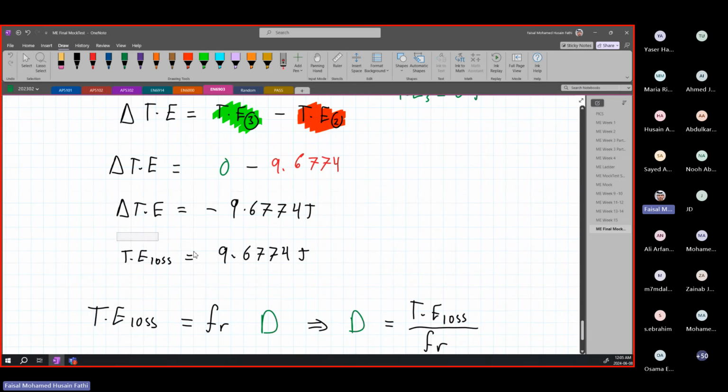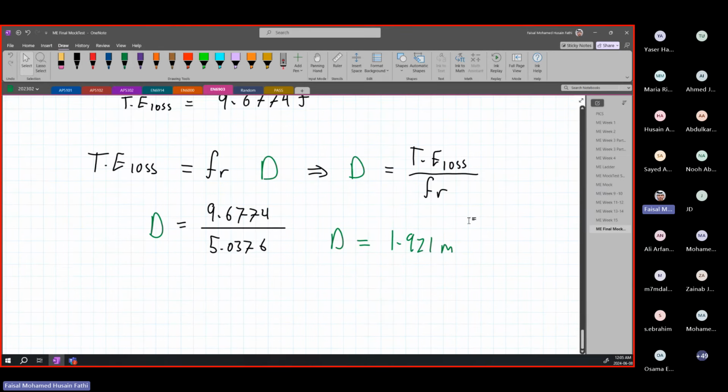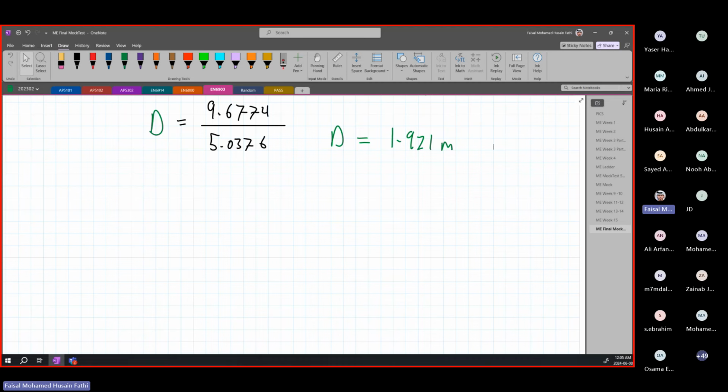لأن عندنا loss, we can just put it as a positive value and mention that it is loss. And this will be equal to your friction force times your distance. Rearrange the equation and you will substitute your values and find your distance D. تمام? At the end, the unit is meters. Yes, this is in meters because we are using SI units. This is in joules and this is in newtons. All right, so your value is going to come out in meters.